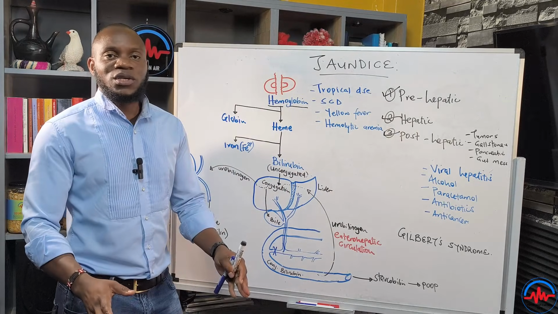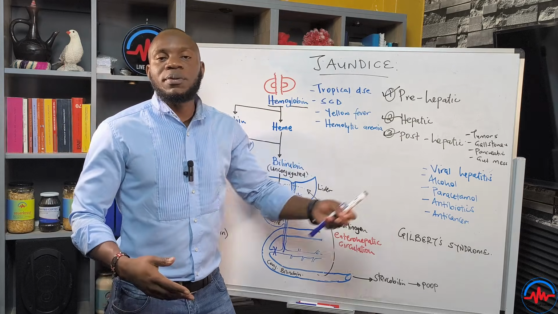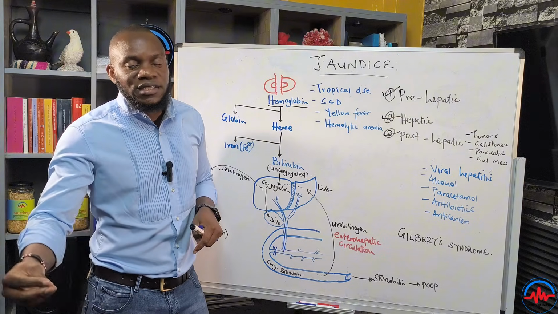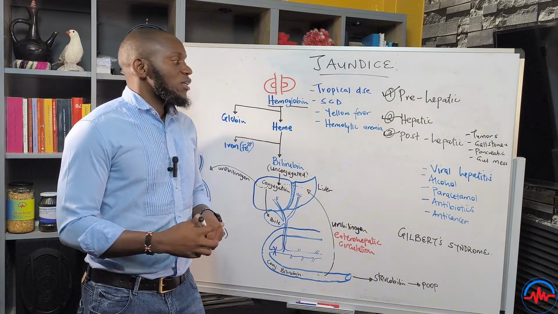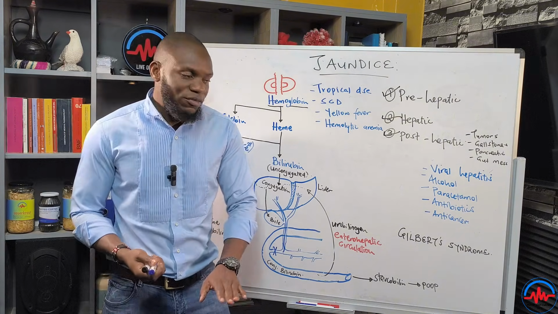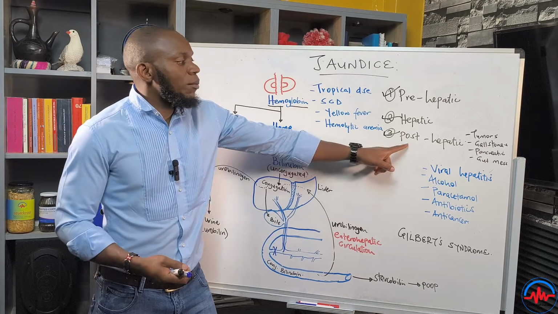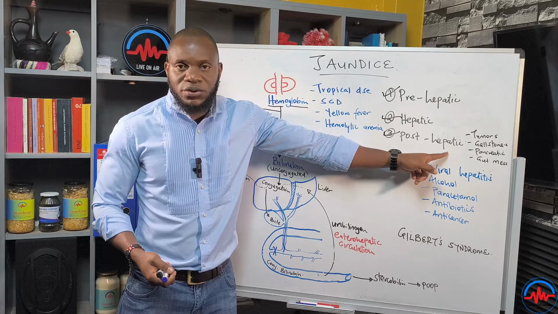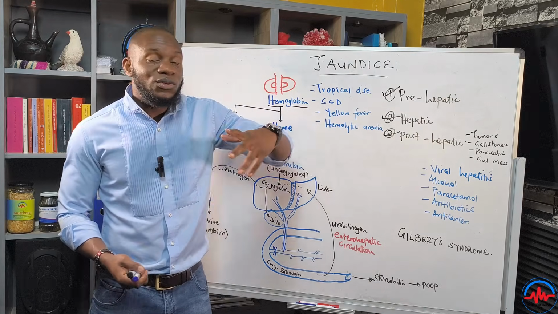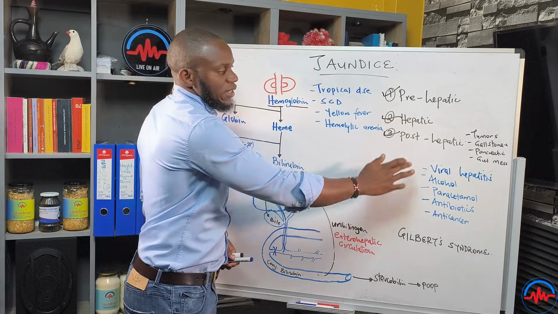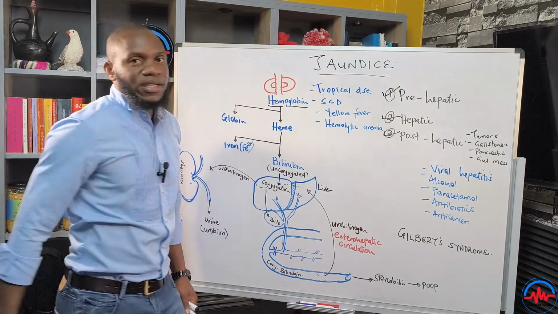And then after conjugation, we go to post-hepatic, because it has been released into the ducts, going into the pancreatic duct, into the duodenum and out. So anything that is happening after the liver, from the ducts all the way into the gut and out, is post-hepatic jaundice. All right. So once you know these three, it's easy to classify them. So jaundice is classified into pre-hepatic jaundice, hepatic jaundice, and post-hepatic jaundice.